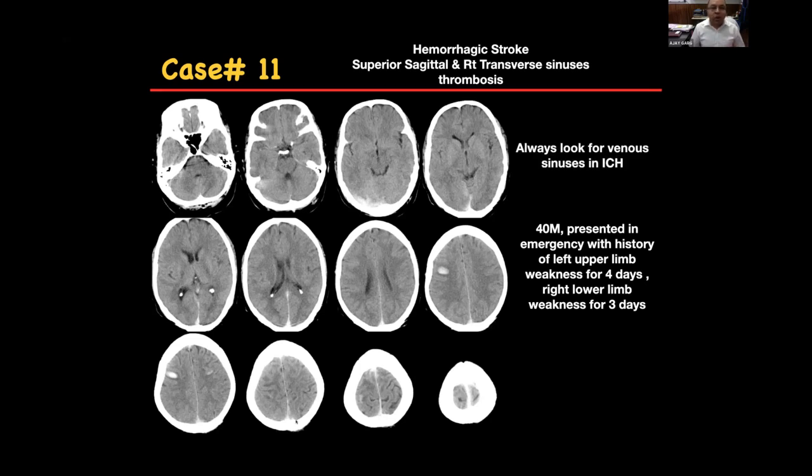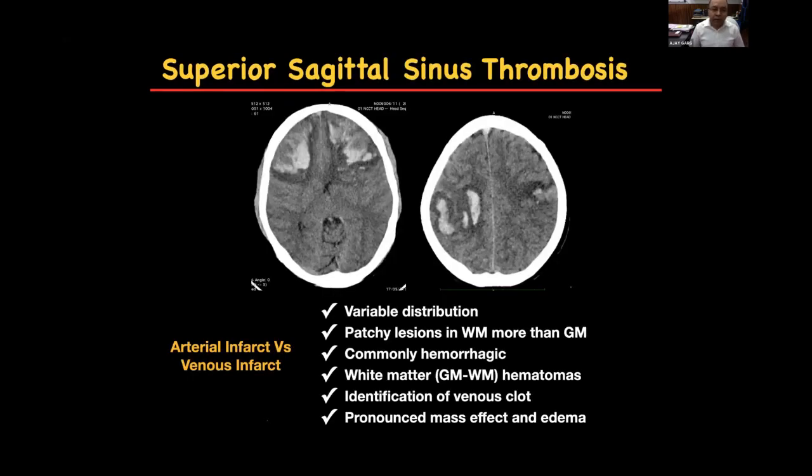So in cases of bleed, we should always look at the density of the venous sinuses to confirm the diagnosis. So how to differentiate venous infarct from arterial infarcts? The venous infarct will have variable distribution. They appear as patchy lesions, which are more seen in the region of the white matter than gray matter. They are commonly hemorrhagic. The venous infarct shows areas of hemorrhage on day 1, day 2. On the other hand, the arterial infarct has hemorrhagic transformation mainly in the later phase. And white matter hematomas are much more common in venous infarct. On the other hand, arterial infarcts are mainly cortical in location. And the venous infarct will have pronounced mass effect and edema.